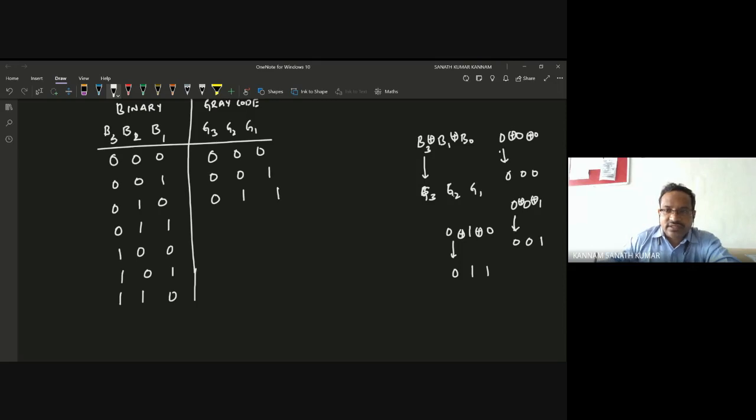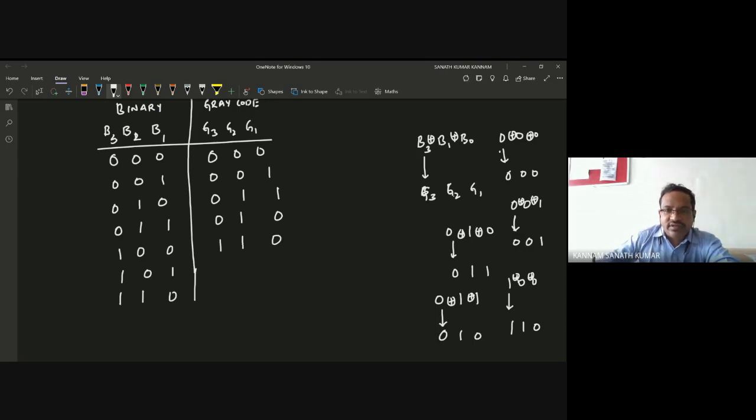Next, if you take 0, 1, 1, this number will come as it is. XOR operation, 0 XOR 1 is how much? 1. 1 XOR 1 is how much? 0. So that means you are getting 0, 1, 0. Next, 1, 0, 0. This number will come as it is, and 1 XOR 0 is how much? 1. Again 0 XOR 0 is how much? 0. So for 1, 0, 0, you are getting 1, 1, 0.